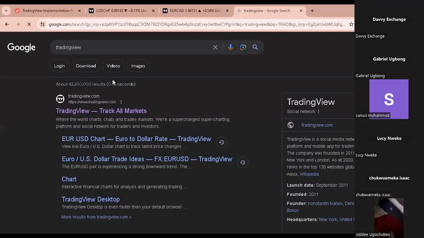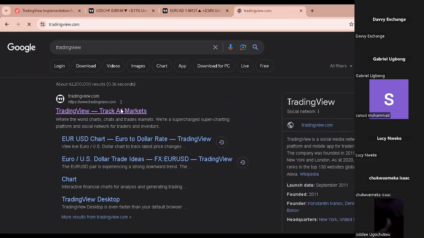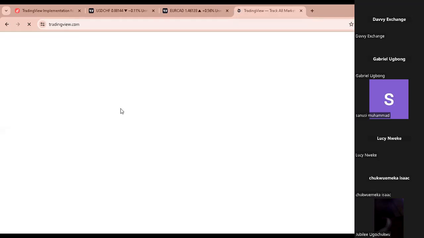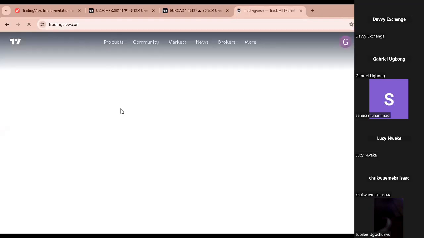Okay, so when we type trading view, it's going to come up. That should be the first thing here. So trading view, track all market, we click on it. This is taking some time on the laptop. So you need a Google account to always have some kind of access to this trading view. So make sure you have.